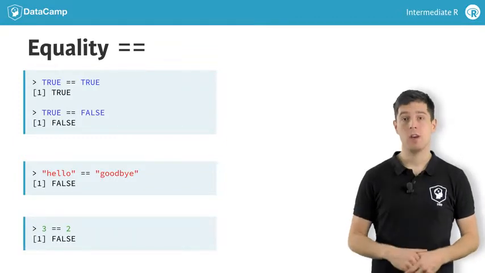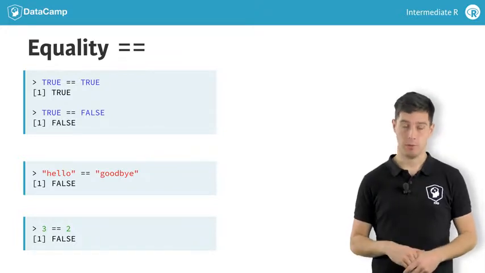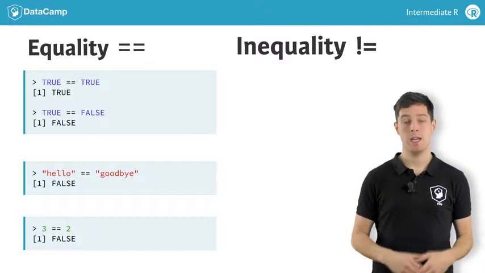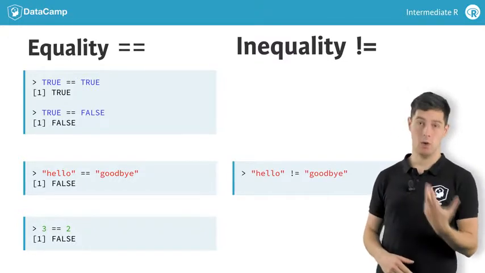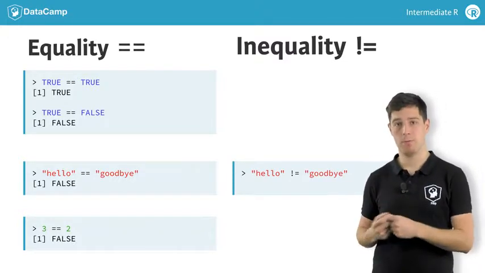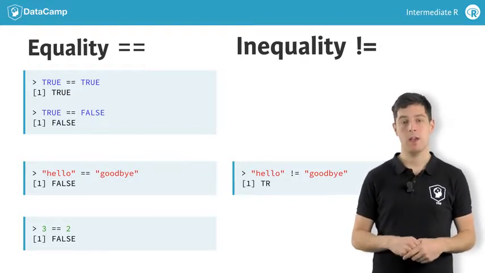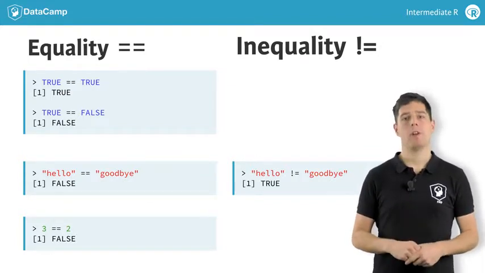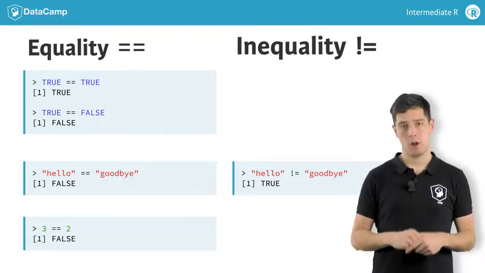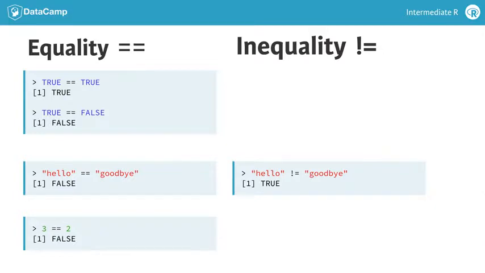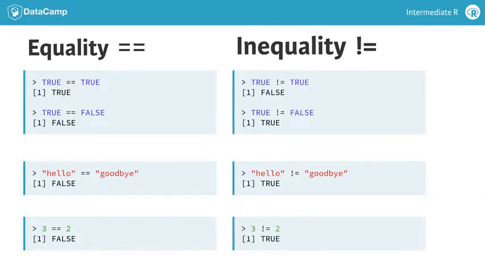The opposite of the equality operator is the inequality operator, written as an exclamation mark followed by an equal sign. This sentence would read as "hello is not equal to goodbye". Because this statement is correct, R will output TRUE. Naturally, the inequality operator can also be used for numerics, logicals, and of course other R objects as well. See how every time the result of the equality operator is opposite for the inequality operator.